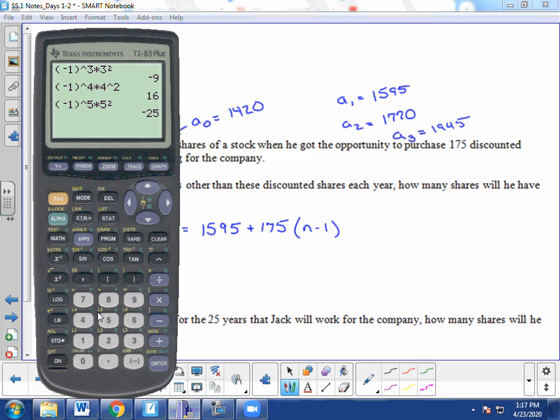Let me show you on the calculator. 1595 plus 175 times 1 minus 1 would be 1595, which is our first term. If I did 1595 plus 175 times 2 minus 1, that would be 1770, which is our second term. 1595 plus 175 times 3 minus 1 would be 1945, which is our third term, and you go so on and so forth.